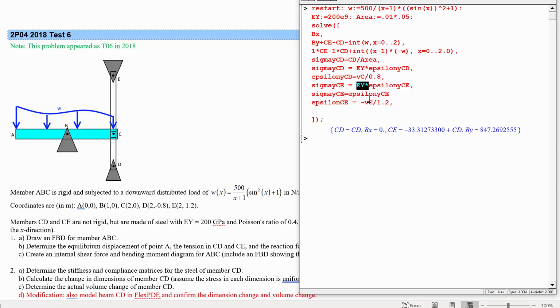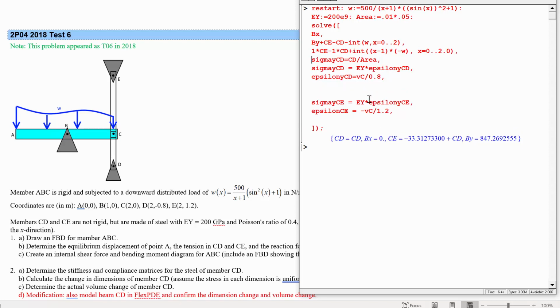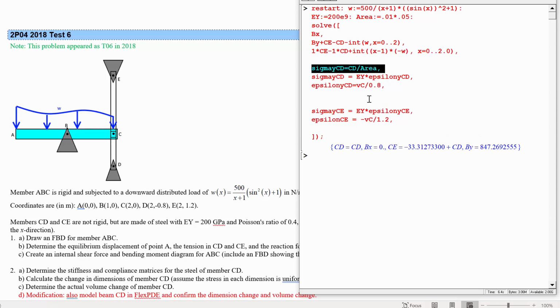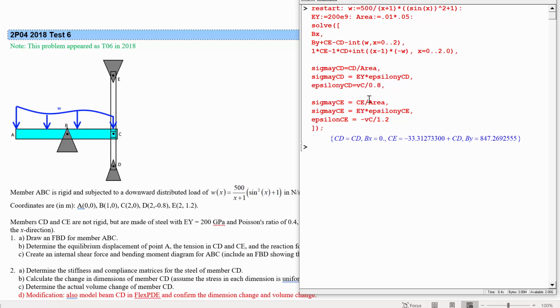stiffness. Oh, you know what one we're actually missing? We did put in the Hooke's law. What we didn't do is put in the stress related to the force. Sigma y CE is equal to CE over the area. It's the same area. All right. So then, if we haven't made any mistakes, this should be everything.